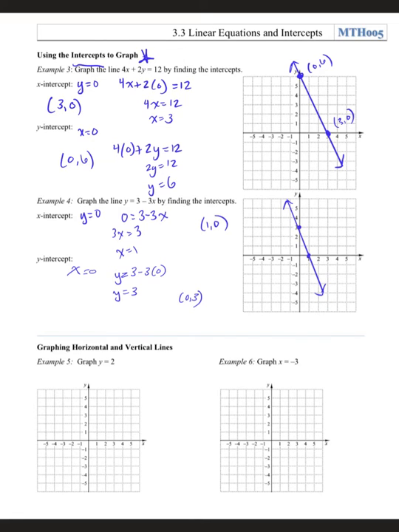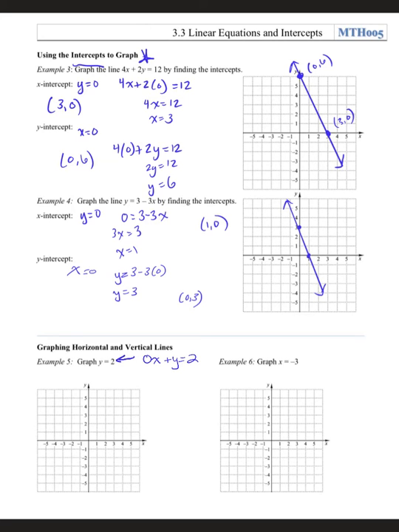The next idea we're looking at is graphing horizontal and vertical lines. The first thing is graph y equals 2. You will notice that even though this equation does not have an x, it's still in standard form because we could think of this as 0x plus y equals 2. So it's still considered a linear equation.